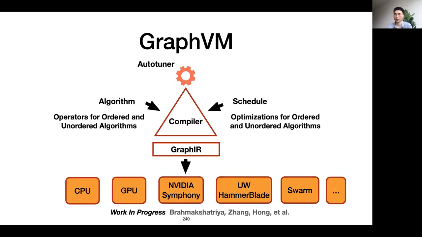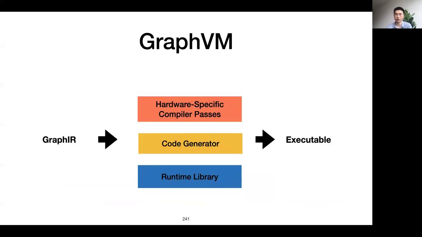Next, I'll talk a little bit about the GraphVM, or virtual machine. The idea of GraphVM is we want to be able to take as input the GraphIR and perform a hardware-specific compiler process to further optimize it and generate implementation code for the hardware platform. At the same time, we also incorporate optimized runtime libraries for each individual hardware platform. This way, we can produce an executable that's fast and efficient for this particular hardware platform.